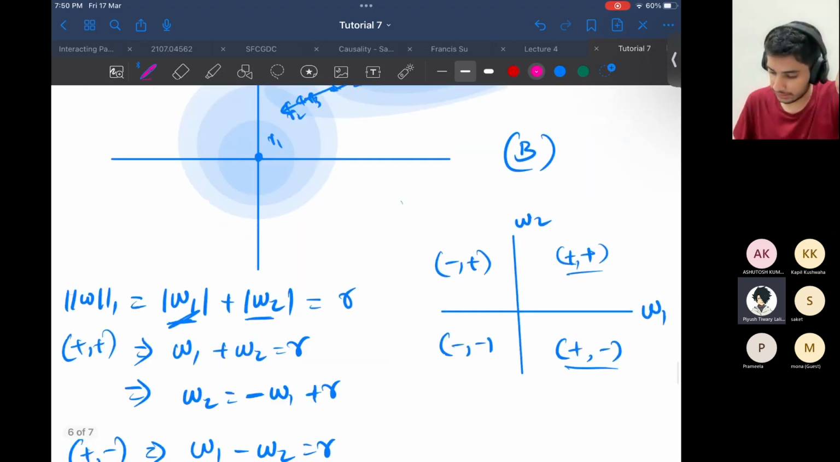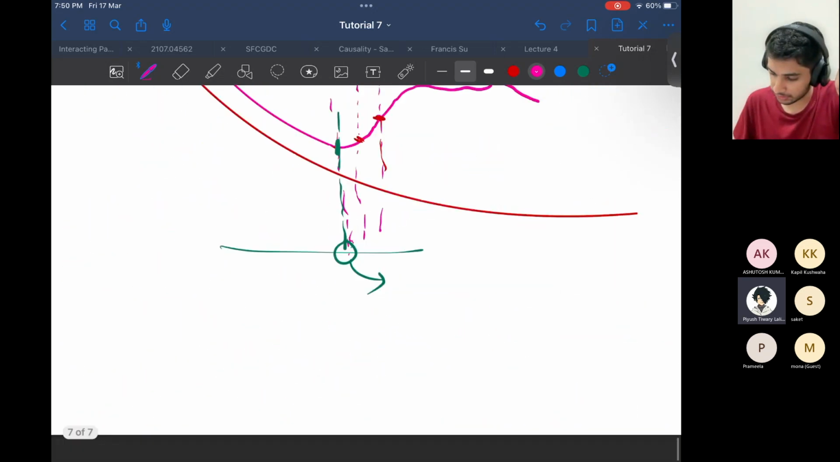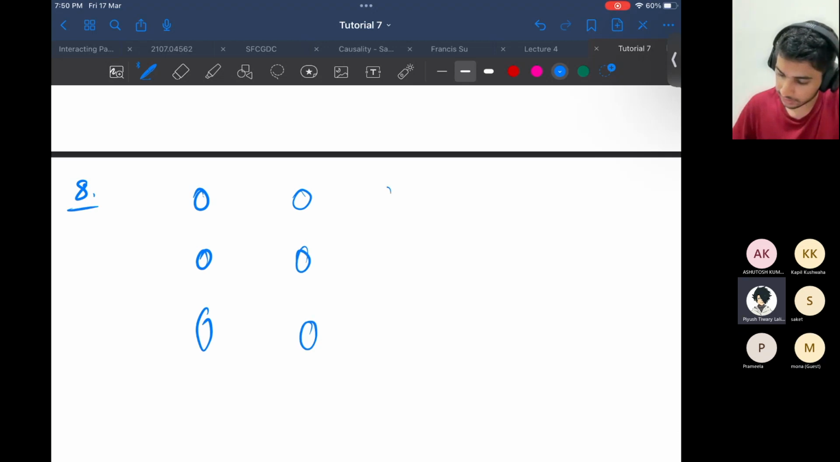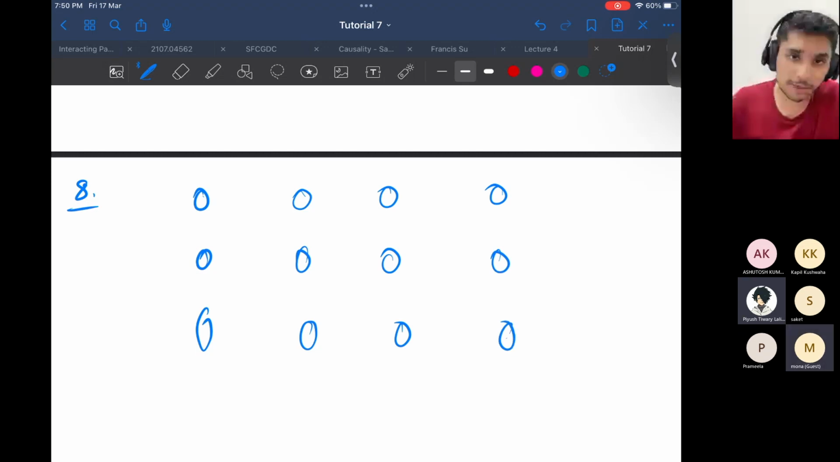The eighth question says, let me come down. So here is the eighth question. What it is saying is that you have some network. Let me quickly draw it. Three neurons here, three in the first hidden layer, again three hidden neurons here, and three output neurons. How many thinned networks can be formed from this?